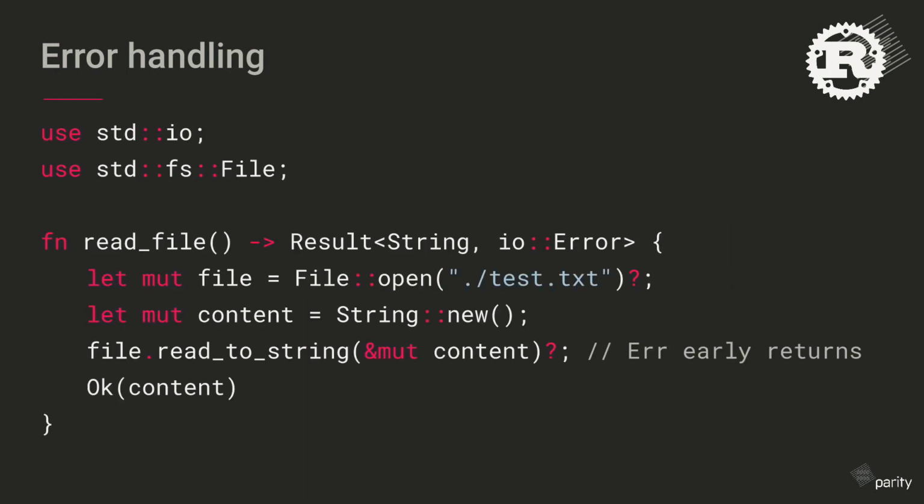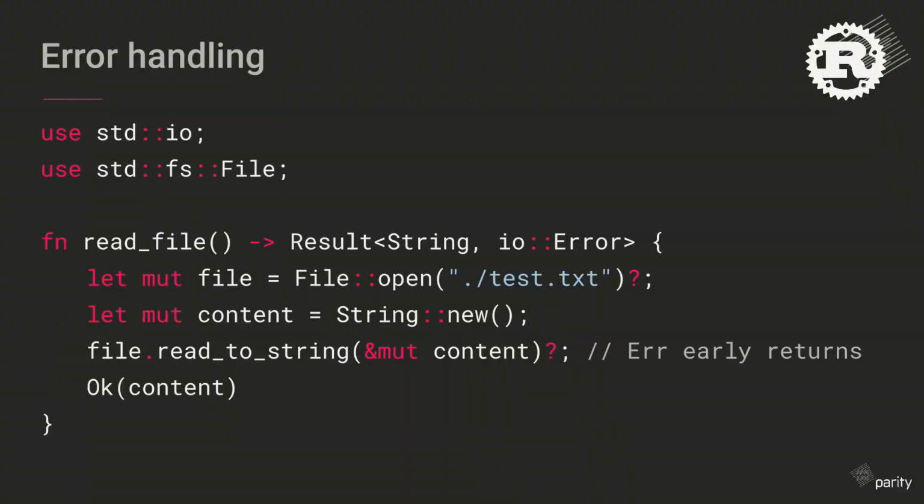With errors or result types, probably where most people run into it is the file system, so IO and file system. Here I have a simple function that reads a file from test.txt and returns a string or an error, which is an IO error, a specific error for the IO module. First I create a file. I create a mutable file because I have to be able to read from it. Actually, I probably don't need to. Anyway, doesn't matter. And then I create a string that I'm going to write into, which has to be mutable.